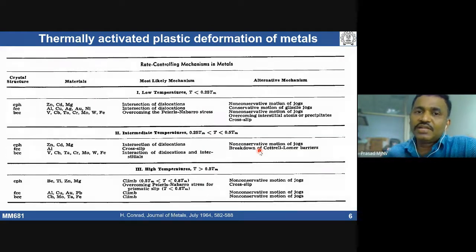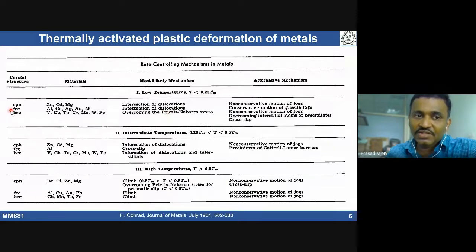So accordingly, the rate controlling mechanisms are categorized into different types, depending on temperature. A temperature less than 0.25 times the melting point we call low temperature. 0.25 times the melting temperature to 0.5 times is typically called the intermediate temperature domain, and the high temperature domain is basically a temperature greater than 0.5 times the melting point. So look at it, depending on crystal structure, the type of rate controlling mechanism, the most likely rate controlling mechanism, can also vary slightly.